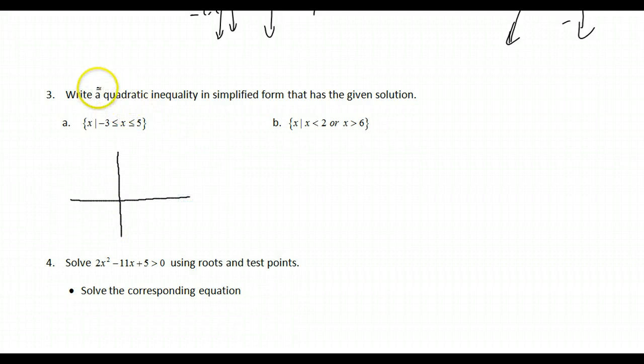Now you notice it's going to say a quadratic inequality. There could be many of them. Negative 3, so let's call that negative 3. Call this 5. Now I could draw a quadratic inequality like this, opening up, or I could draw one opening, well, let's just do one opening up.